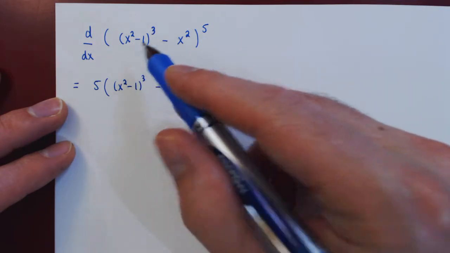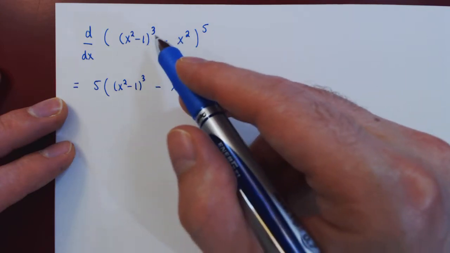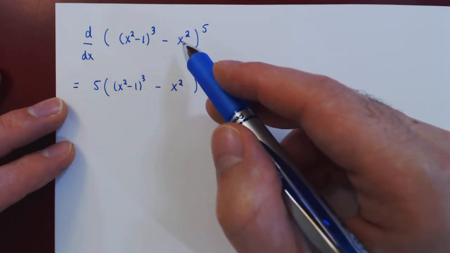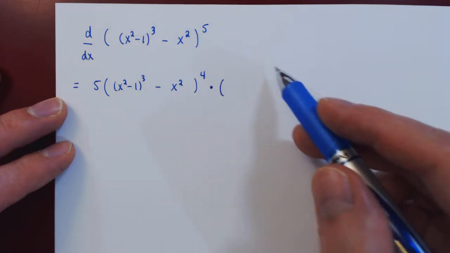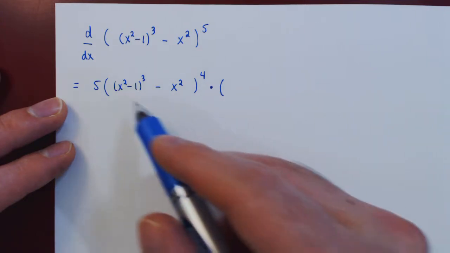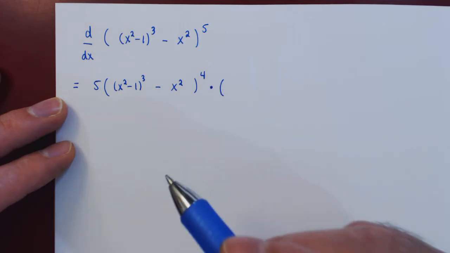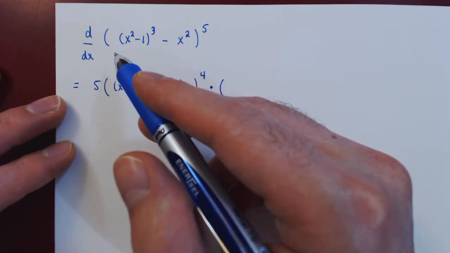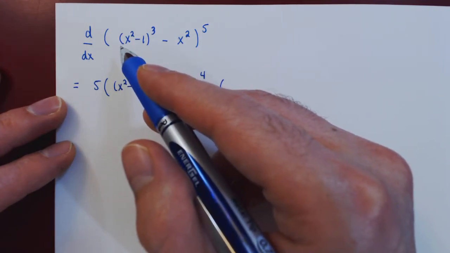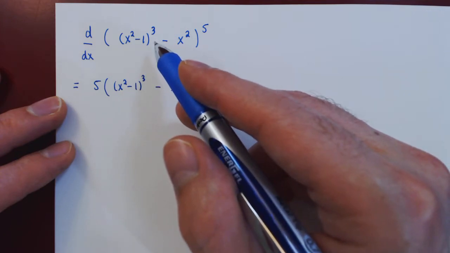We have a difference of two functions. So we will have the derivative of the first minus the derivative of the second. And all of this derivative must multiply the initial function. So we have to open up a pair of parentheses here.